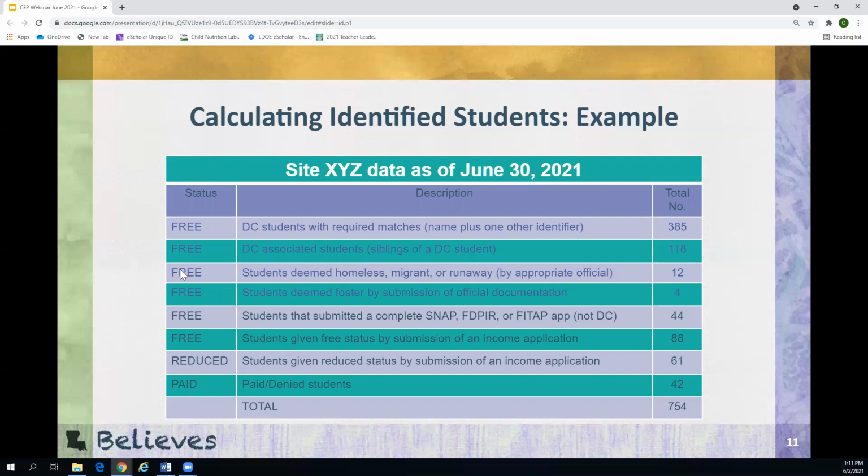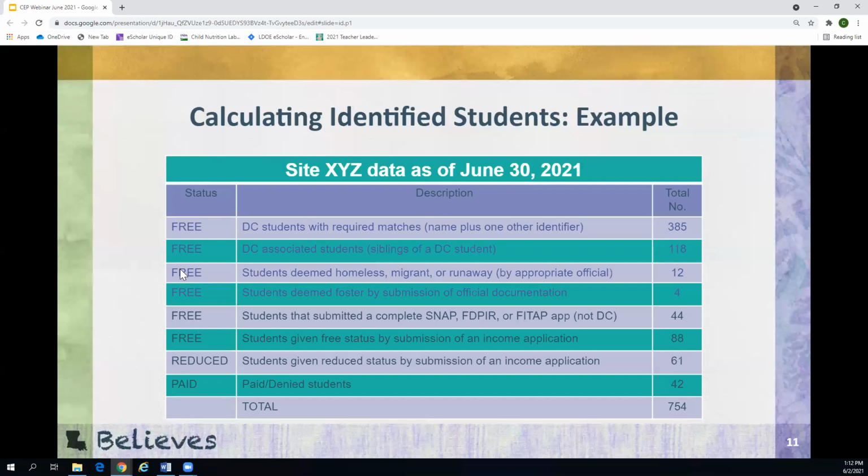So the first line is your DC students that were matched using the SNAP matches through eScholar. The second is your siblings. So you've matched siblings of your identified students. Your third group may be your homeless, migrant, or runaway. You'll have your foster children. And then you also may have these additional categories at the bottom.